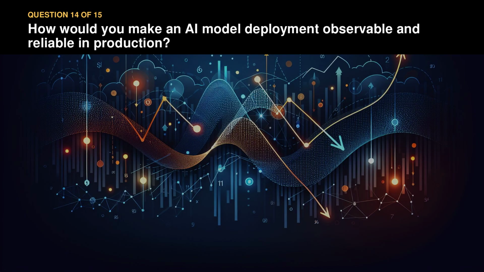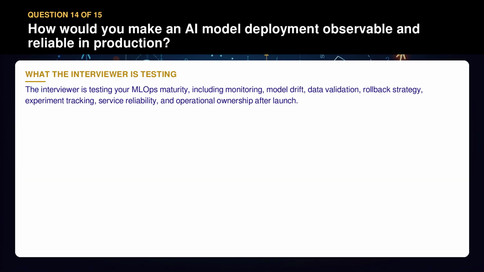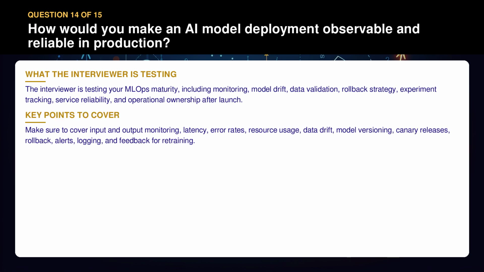Question 14. How would you make an AI model deployment observable and reliable in production? The interviewer is testing your MLOps maturity, including monitoring, model drift, data validation, rollback strategy, experiment tracking, service reliability, and operational ownership after launch. Make sure to cover input and output monitoring, latency, error rates, resource usage, data drift, model versioning, canary releases, rollback, alerts, logging, and feedback for retraining.